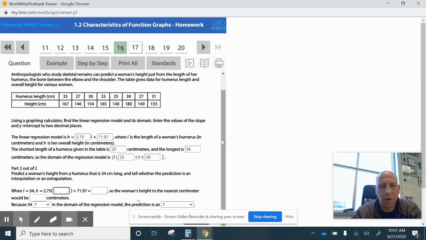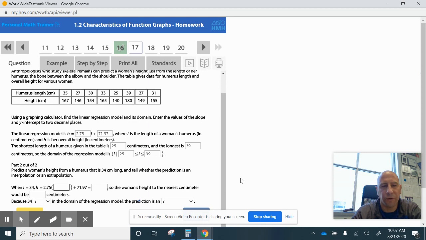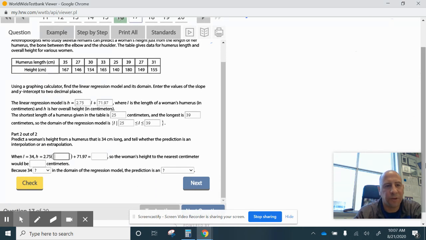Oh, no. Oh, there's more to this problem. That's why. All right, predict a woman's height from a humerus that is 34 centimeters long and tell whether the prediction is an interpolation or an extrapolation. That's weird. All right, L equals 34, H equals 2.75, which, interesting enough, these numbers line up with what we have, so that's correct. So 34 plus, and so that's where we use our calculator.